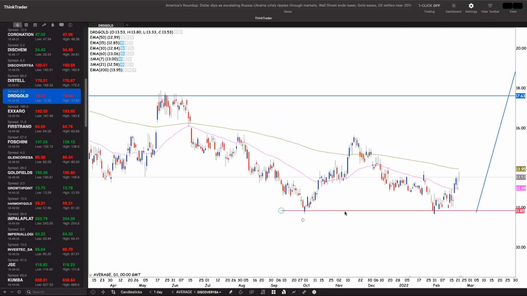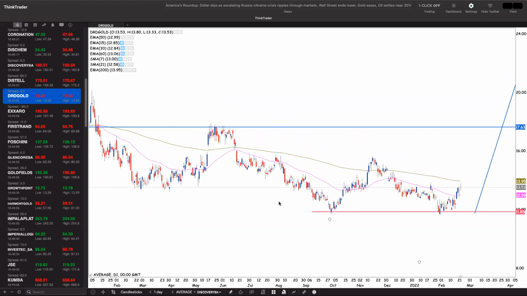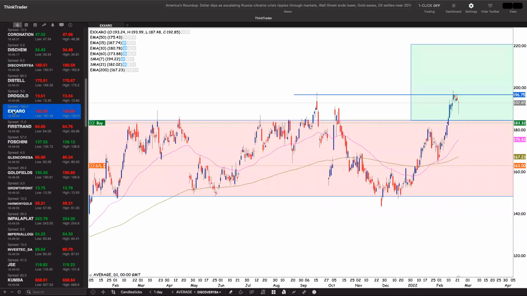DRD Gold not looking very good. We do have a double bottom. They posted a terrible set of numbers, interim results. But gold is running, so hopefully maybe that will help them. But it's going to be a while till I do anything with gold.